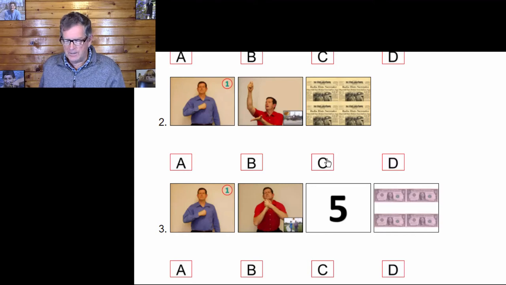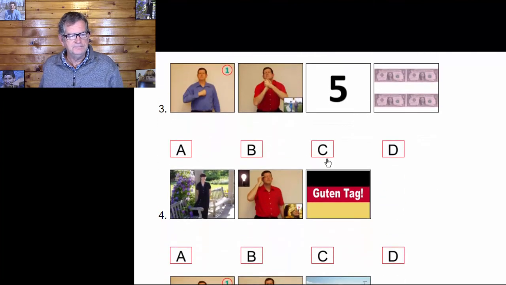C is clearly the best. It says, ¿Qué vendes? What do you sell? I sell newspapers. That's clearly the best answer. D is weak, I would say. Okay, número tres.